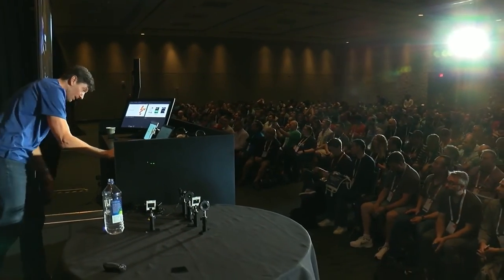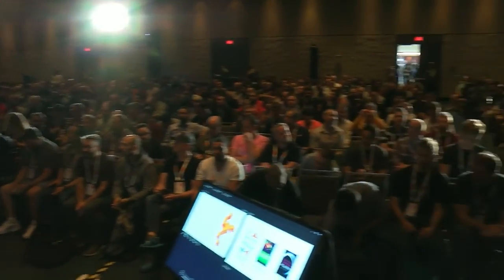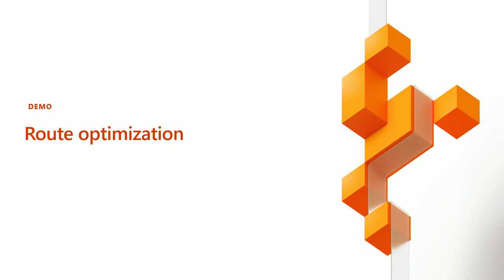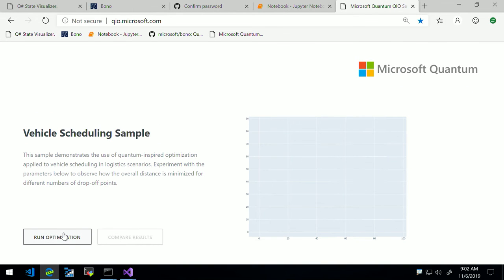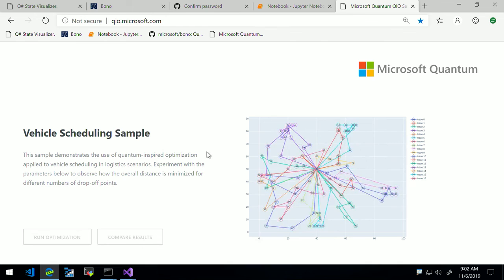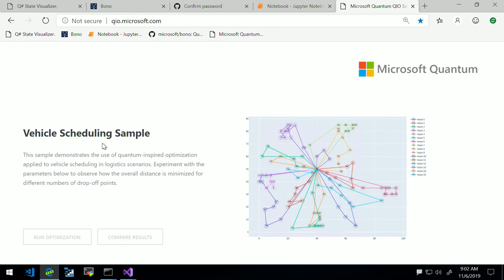All right, last thing is just to run this little demo here. Thank you. And so when I run the optimization, this is the vehicle scheduling optimization, which is using that quantum-inspired algorithm to converge on an optimal solution. And this is an example of quantum-inspired algorithms in effect that we're applying for real-world use. So I just wanted to show you that as a real quick demo.